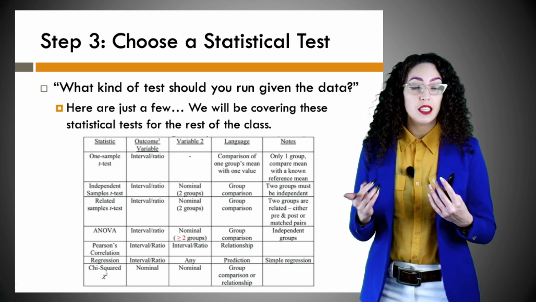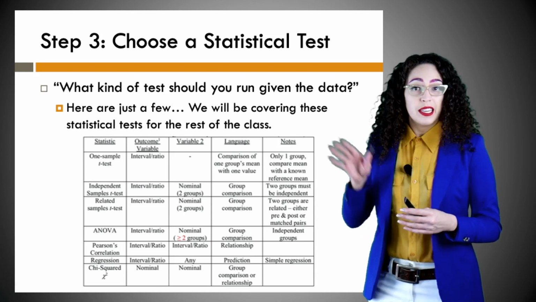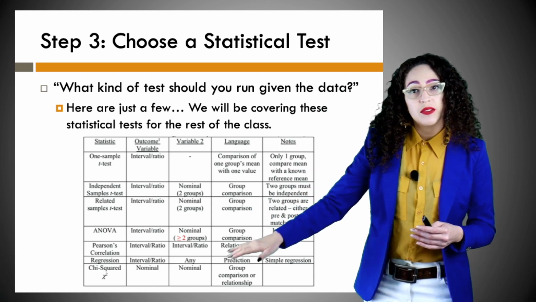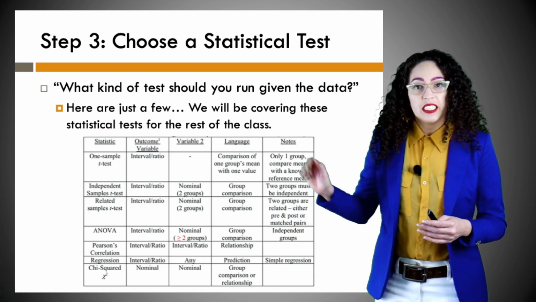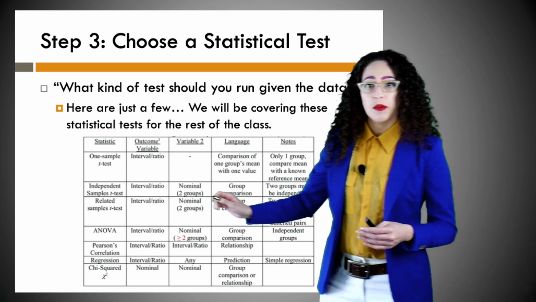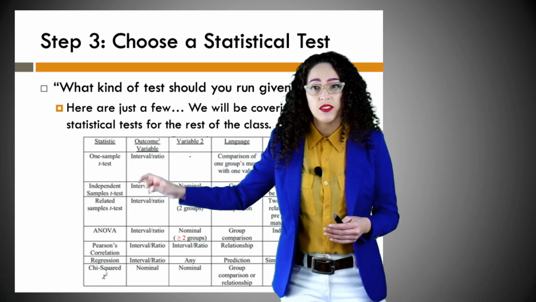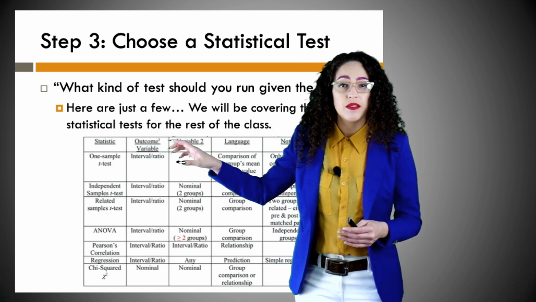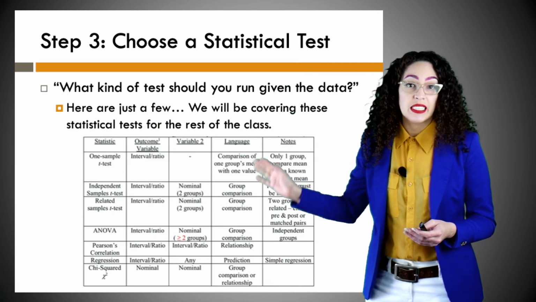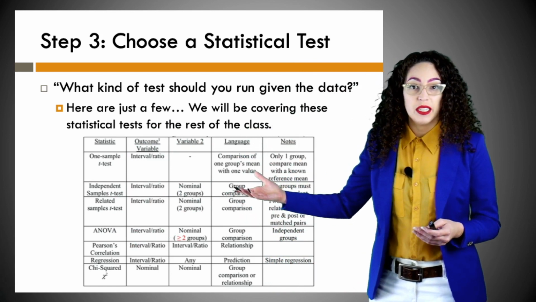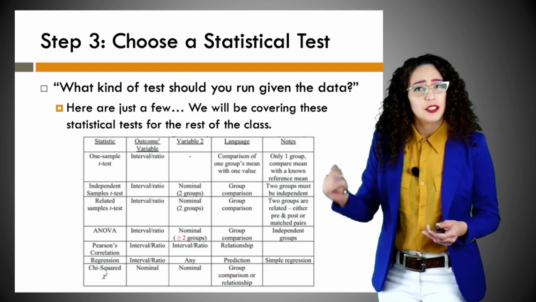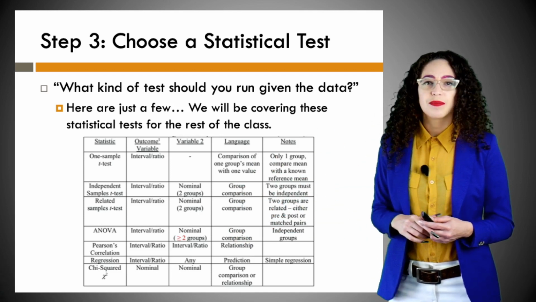Which statistical test should you run given your data? Here are just a few. There are many, many more out there, but we will be covering these for the rest of the class. Now, this is just a helpful chart if you want to get ahead and see what we're going to be covering. But we have the statistical test itself, the outcome variable, and the other variable if there is one. And it says language, but it's basically saying exactly what the test is actually doing. It's trying to test a relationship or a group comparison and such. And then some extra notes here, so give that a little look over.